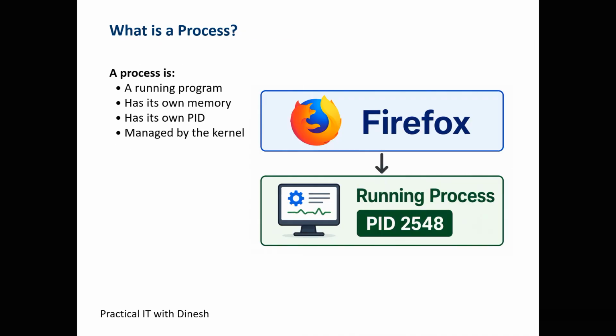A program is simply a file stored on disk. It becomes a process only when it starts running. For example, the Nginx executable sitting on your disk is just a program. When someone starts Nginx, Linux creates a running process. As an analogy, think of a recipe book. The recipe printed on the paper is the program. When someone starts cooking using the recipe, that's a process.